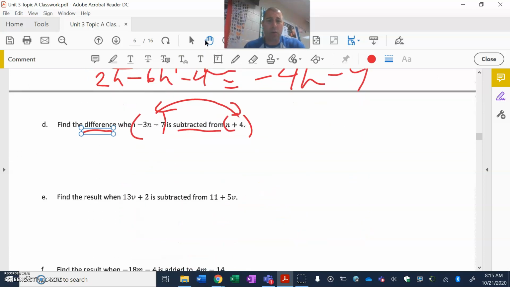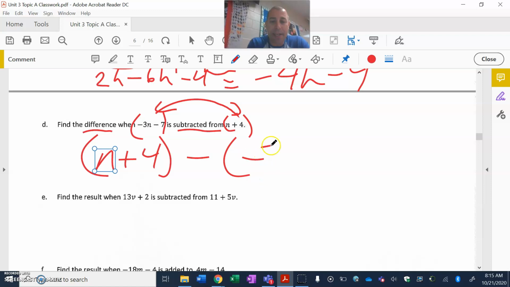All right. So watch what's going to be happening here. I'm going to have to switch the order around. N plus 4. All right. And all of that minus the negative 3n minus 7. Now here's the part we got to be aware of. This subtraction sign goes with everyone. So one of the phrases that you hear is, hey, you need to distribute that negative. Again, this subtraction sign goes with everyone.